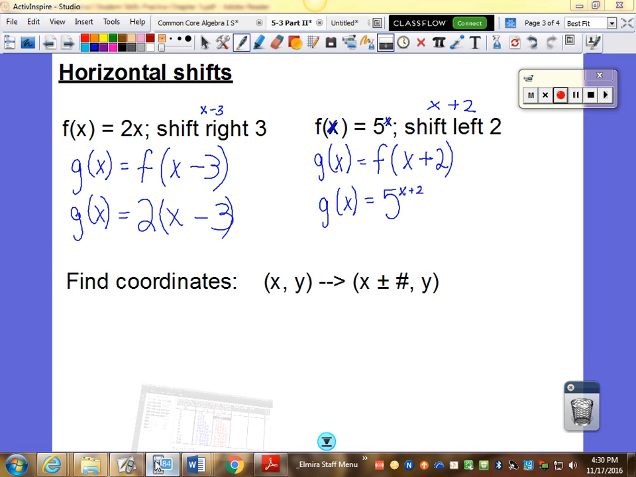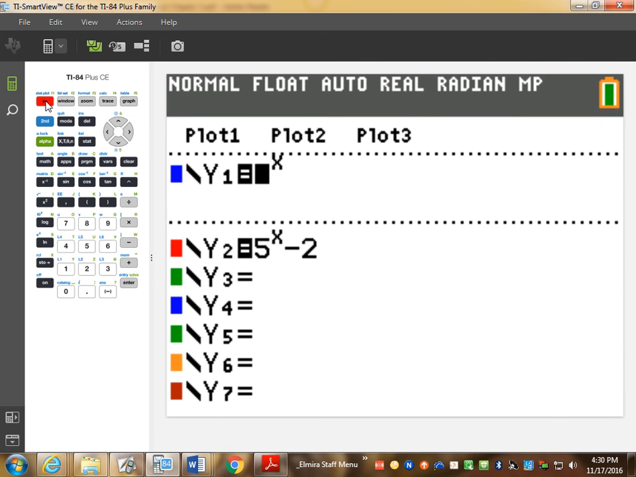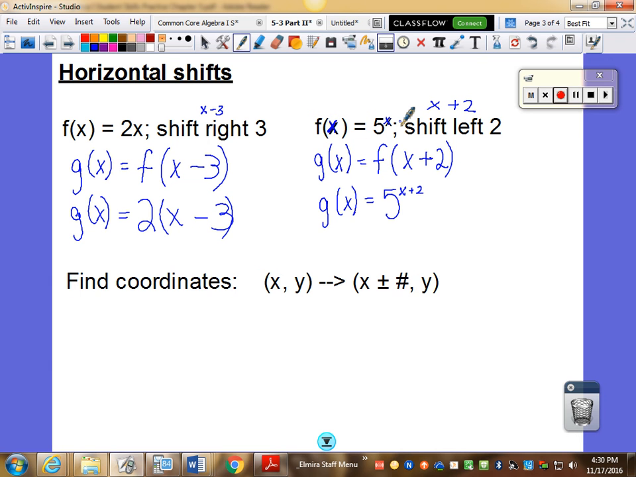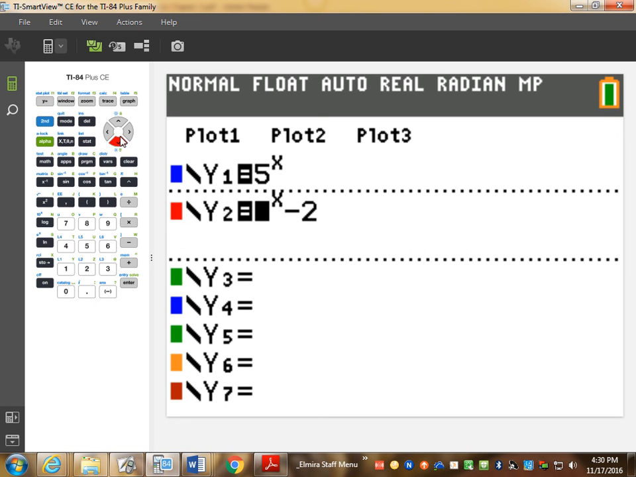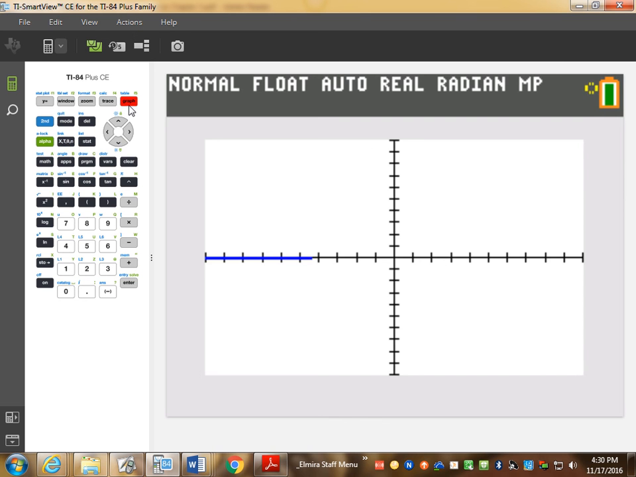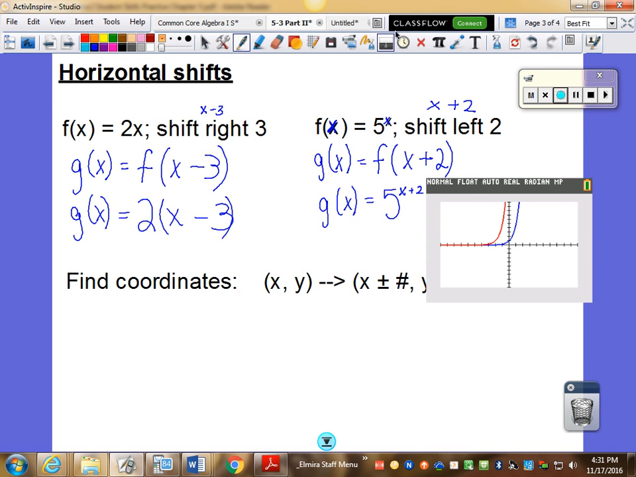Coordinates. Okay, so let's go and look at this again. We've got f of x and f of x plus 2. So this is 5 to the x plus 2. Okay, now if we look at the graph, all right, let me pull this out for just a second so I can write on it.